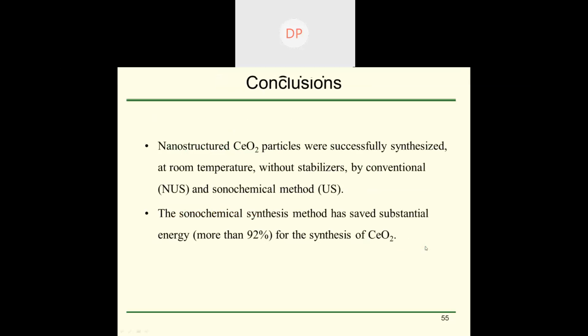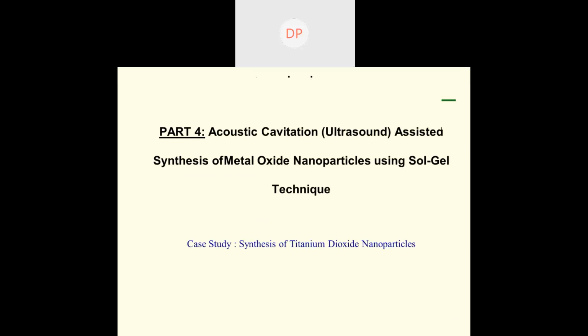Next, in the concluding part, like the zirconium material and zinc oxide material, we can easily synthesize this material using the precipitation method, saving a lot of energy and increasing the reaction yield. Next part.